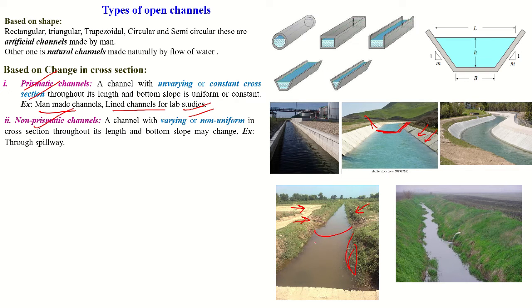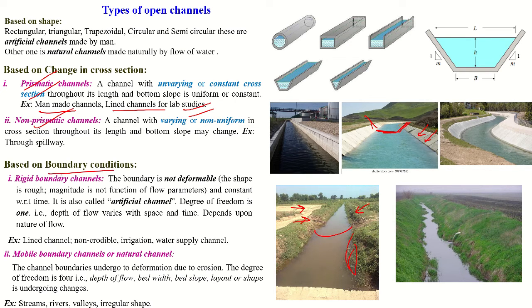Example are all these things. Now let us see the classification based on boundary condition. If the boundary is not deformable, the shape and roughness magnitude are not a function of flow depth. Even if you keep this channel for a longer duration, the boundary will not change. In this condition the shape and roughness may not vary. This type of channel is called a rigid boundary. For a small duration, like a season, 3 months, 5 months, or 6 months, boundaries may vary or change. In that condition we call it a mobile boundary channel, or natural channel.